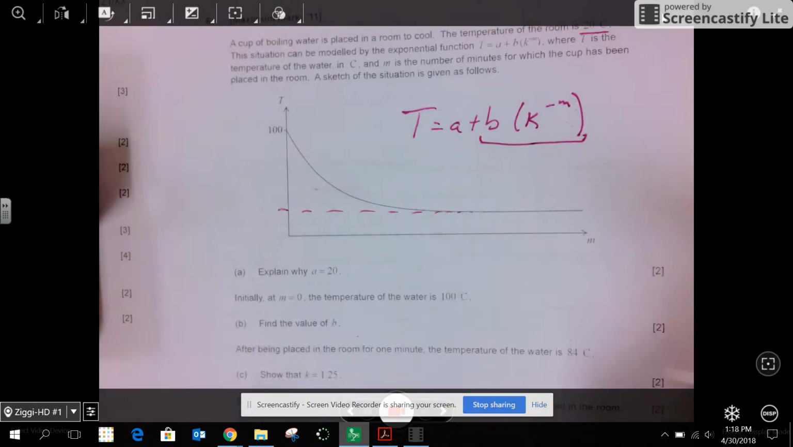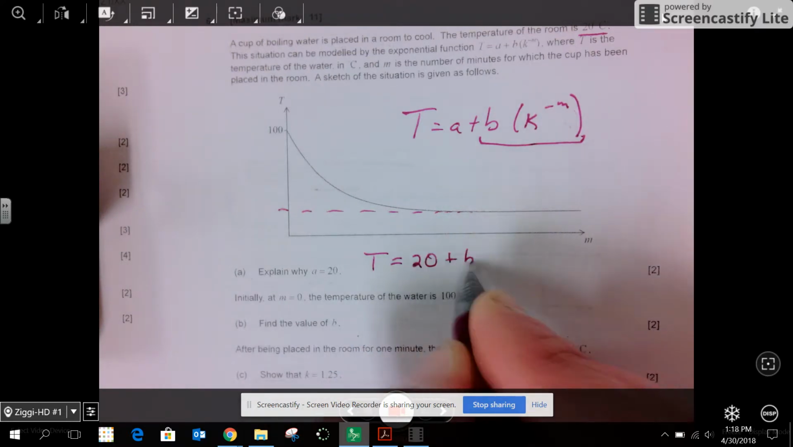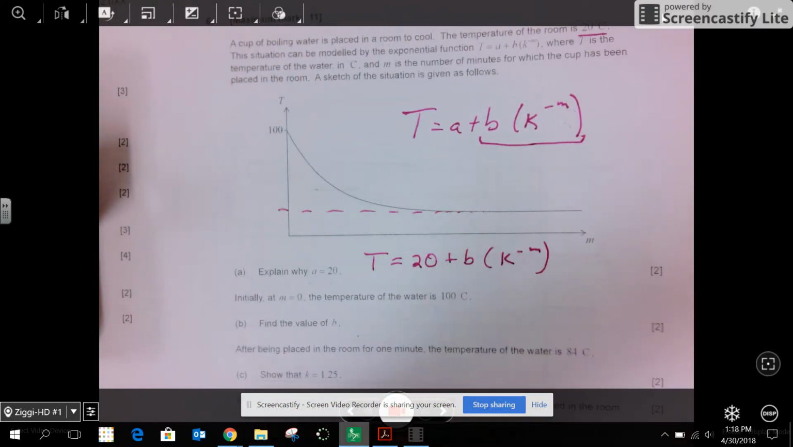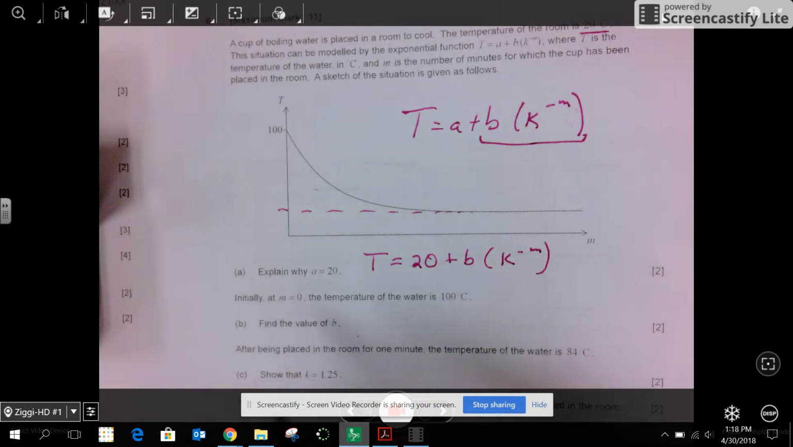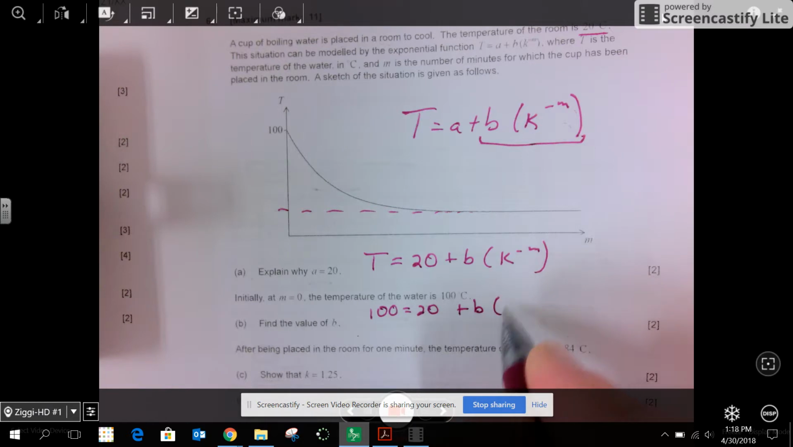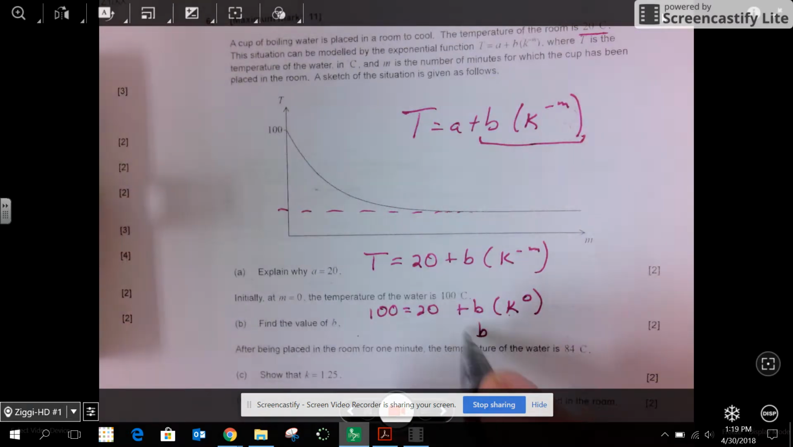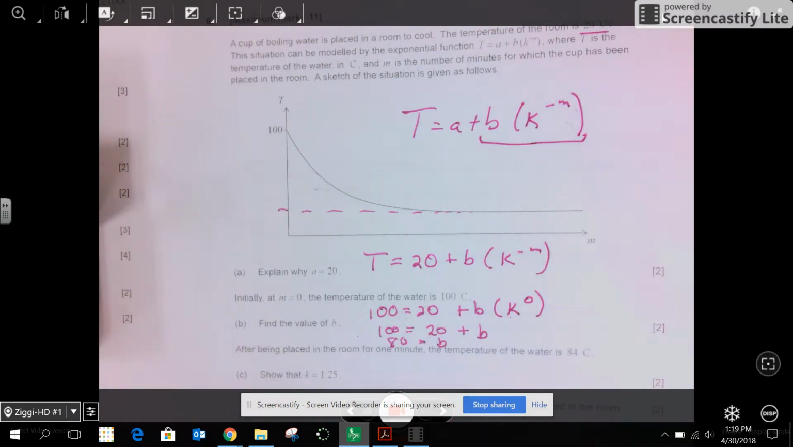So even if you can't do that question, you now have a better equation and it still has a lot of variables in it. So let's see what happens. At m equals 0, the water temperature is 100. Well, it says find the value of b. K to the 0 is 1. So we basically have b plus 20 equals 100. B has to be equal to 80. And so you keep making your equation better.